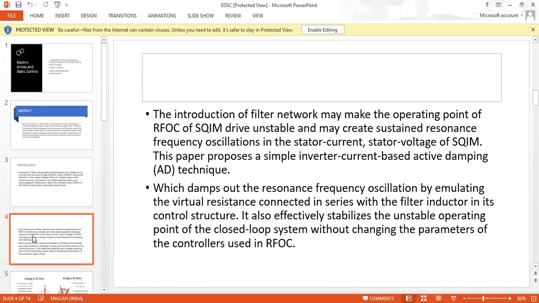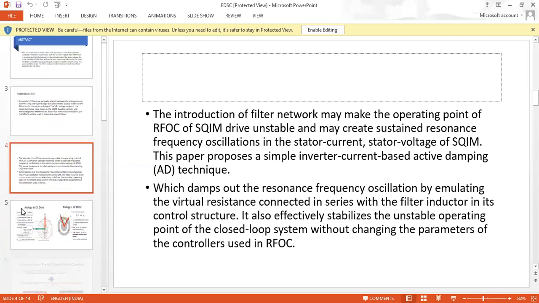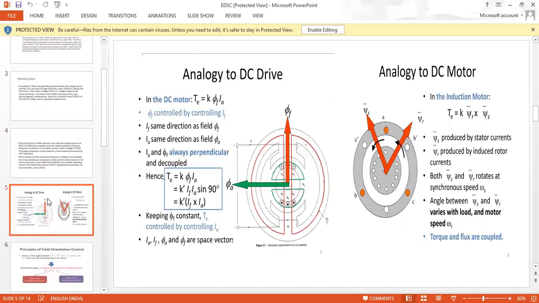This paper proposes a simple inverter current based active damping technique, which damps out the resonance and the oscillation by emulating a virtual resistance connected in series with the filter inductor in its control structure. It also effectively stabilizes the unstable operating point of the closed loop system without changing the parameters of the controllers used in RFOC. Here, the left side and right side are all about the analogy to the DC drive and the analogy to the DC motor.